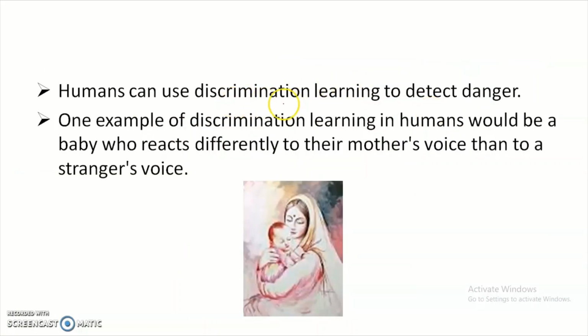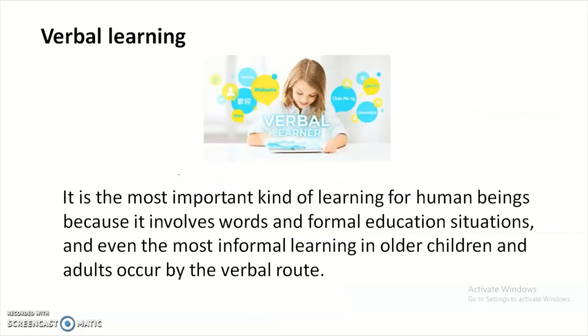Humans can also use discrimination learning to detect dangers. And the best example, from my side, of discrimination learning in humans would be a baby who reacts differently to the mother's voice and to a stranger's voice, right? Whenever the baby hears the mother's voice, automatically the baby will keep calm. If they hear some stranger's voice, they may start crying. So it's nothing but discrimination learning.